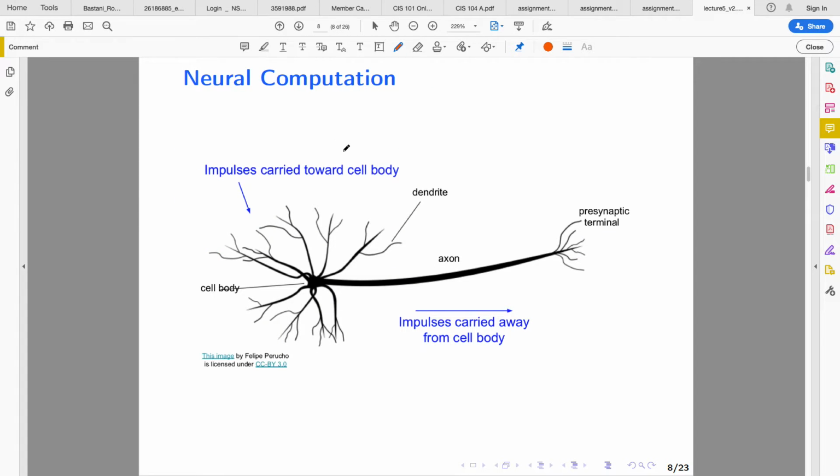How does the neural computation work? The intuition behind the neural computations is taken from the human brain. In the human brain, we have what you call the axon, the cell body, the dendrite, and the presynaptic terminal. Essentially, the axon, which represents our weight here, connects the cell body to the terminal. So impulses are carried away from the cell body.